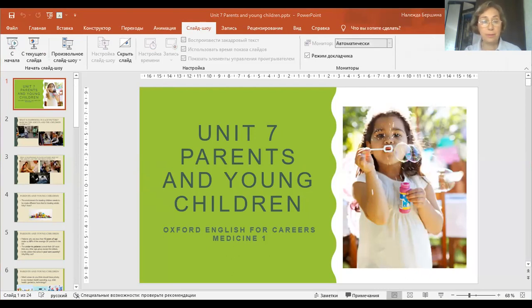Okay, and so if we move to the first slide here, there are pictures about children and their parents, and the question: what is happening in each picture? How do the adults and the children interact?